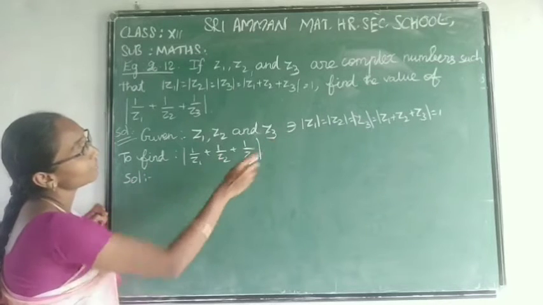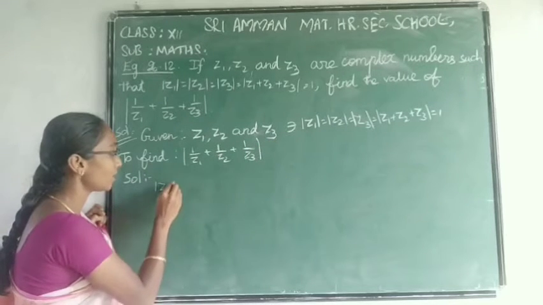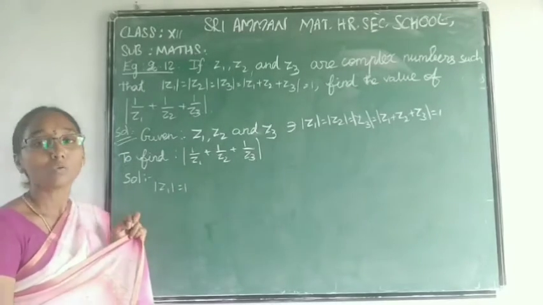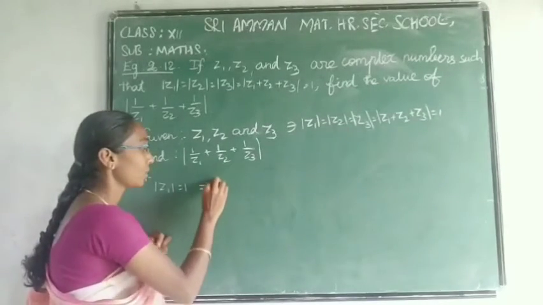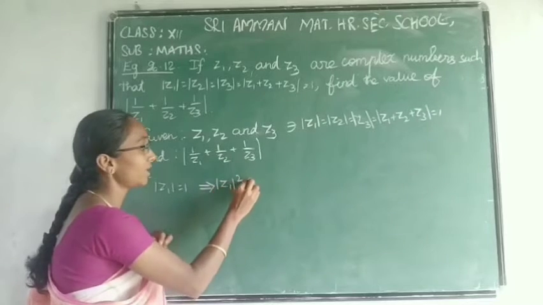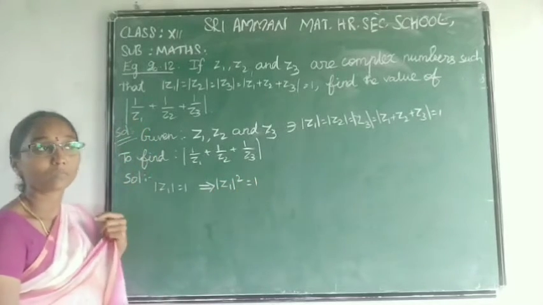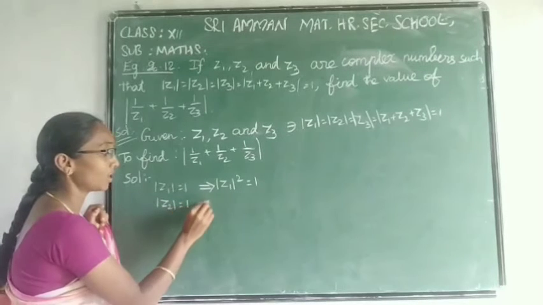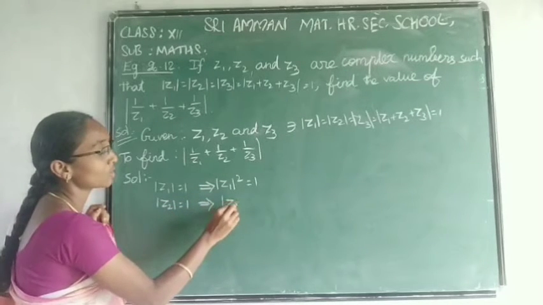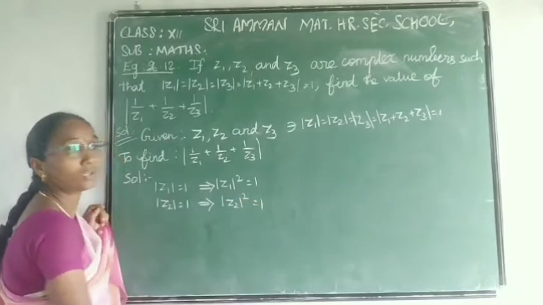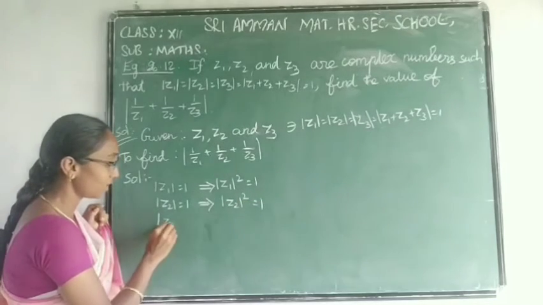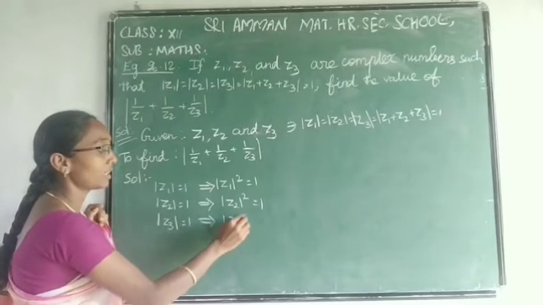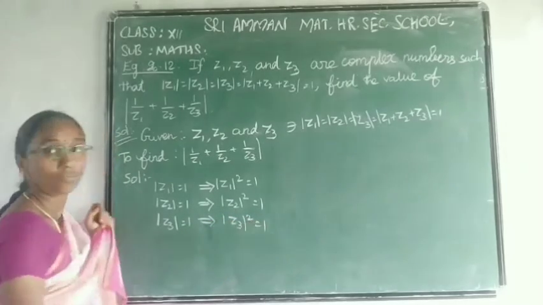What is the given? Modulus of Z1 equals 1, which implies modulus of Z1 squared is also 1. In the same manner, modulus of Z2 equals 1, which implies modulus of Z2 the whole squared equals 1. Modulus of Z3 equals 1, which implies modulus of Z3 the whole squared equals 1.